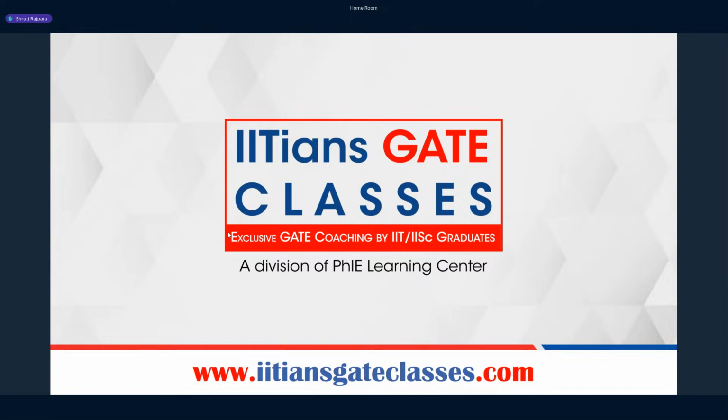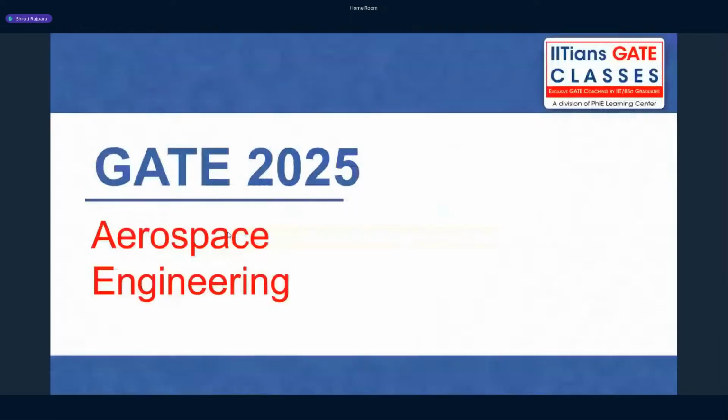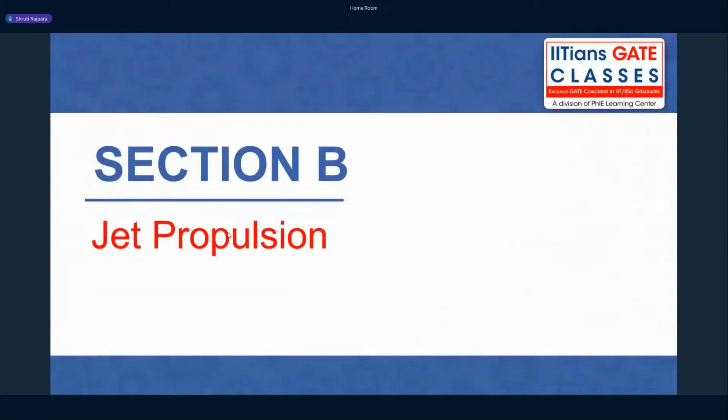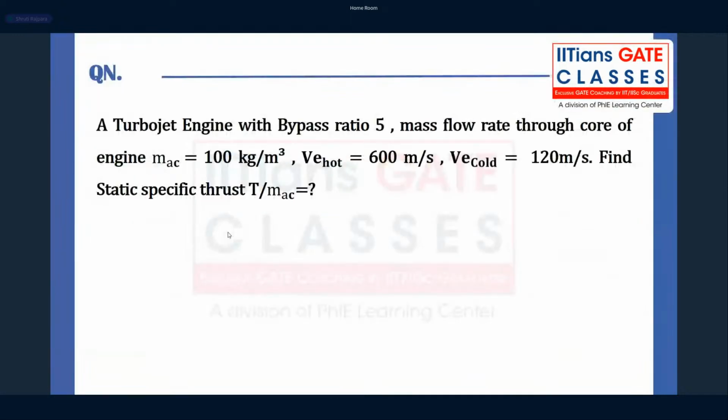So in today's session, we'll be seeing solutions for GATE Aerospace Engineering jet propulsion questions. And the first question, as it says, a turbojet engine with a bypass ratio of 5, the mass flow rate through the core of the engine is provided. Core of the engine, as in it is the hot mass flow rate that they have provided.